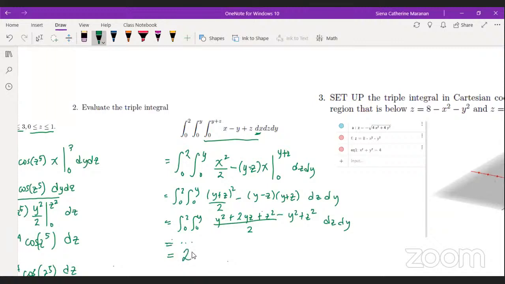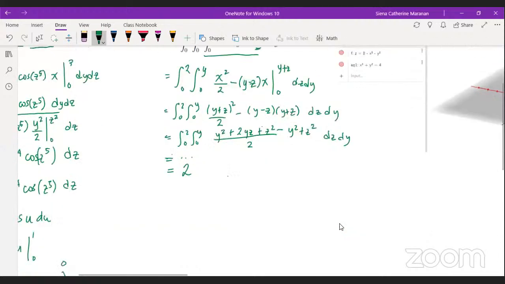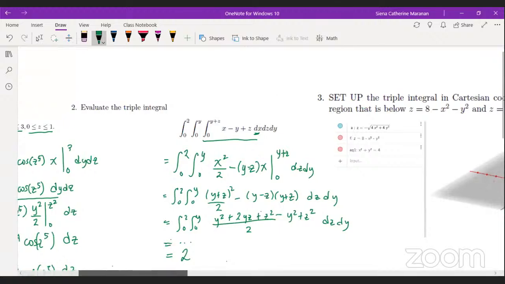Sige, hindi ko na lang ipapakita yung buong process. Okay, dapat ang makuha nyo dito ay positive 2. Okay, so may value. Okay, so sa last integral naman, sa outer integral, you have to evaluate the variable y after integrating from 0 to 2. Okay, so magiging sagot mo lang dyan ay 2. Okay, kung mali yung nakuha nyo, consult nyo ako. Okay? So medyo mahaba pala ito.